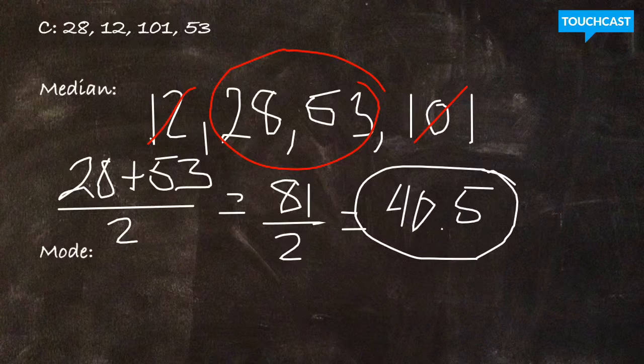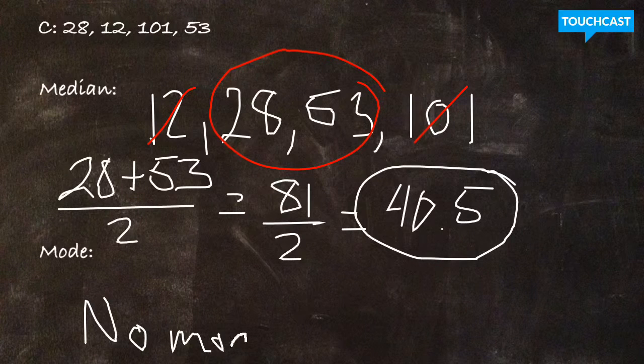Now let's look at our mode. Each of the numbers happens the exact same number of times, which tells me that there is actually going to be no mode in this situation. There's no statistical way to find our mode.